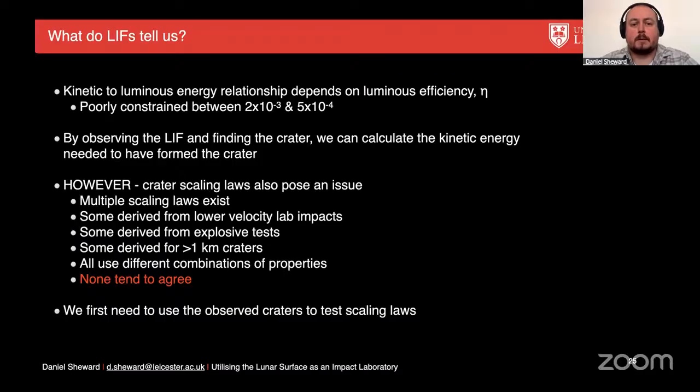Because of this poorly constrained luminous efficiency term, eta, we want to try and use these as the first set of ground truth data that we really have at the moon. So we have the kinetic energy from what we've observed in the impact flash, we can calculate it, and we can measure the crater and see how much kinetic energy would have been needed to form that crater. However, there are still some issues with that methodology.